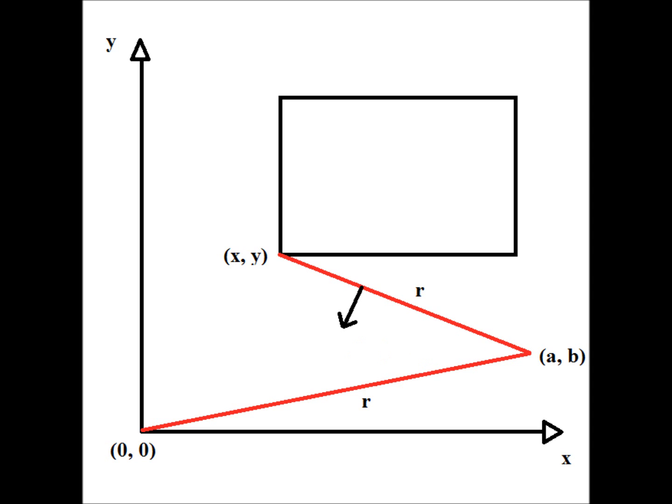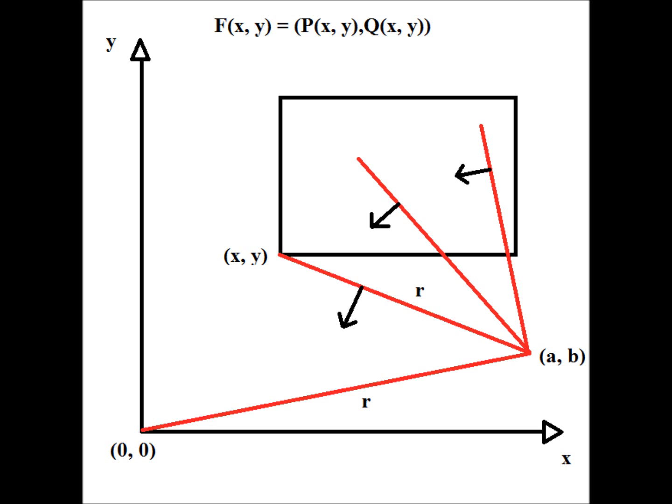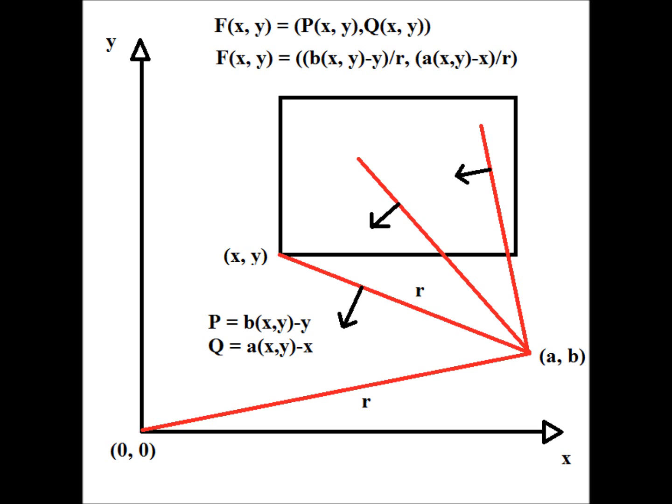This vector arrow, what I will call the wheel vector, indicates the direction that our wheel faces, perpendicular to the second arm. This vector is x minus a, y minus b. We can now describe the field of wheel vectors in terms of x and y. We will call this field f of x and y, and it can be further broken down into its components p of x and y and q of x and y.